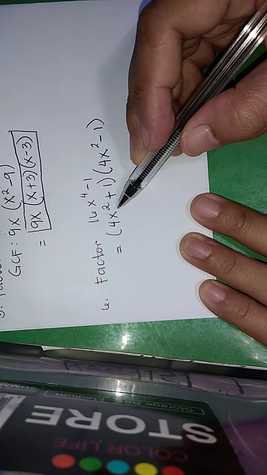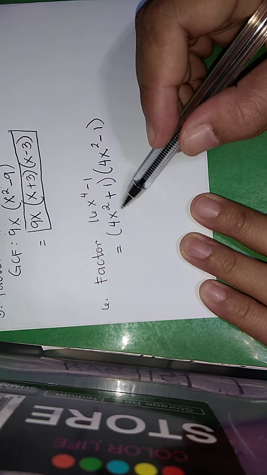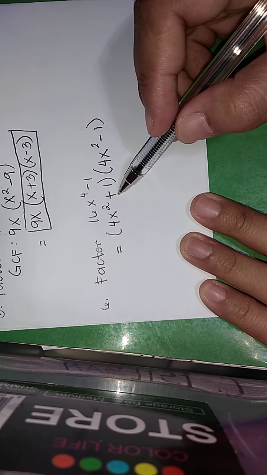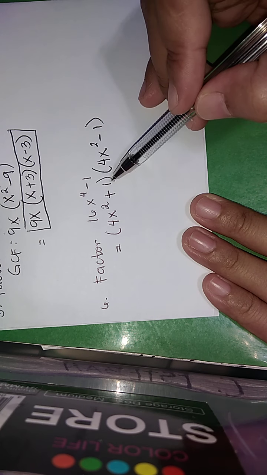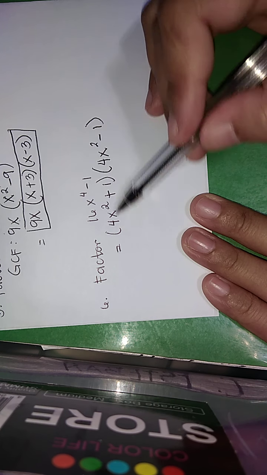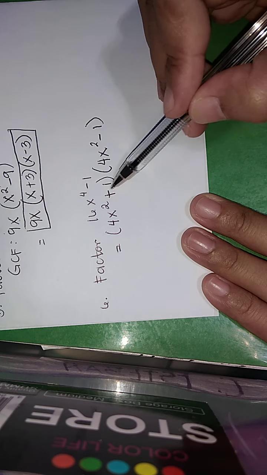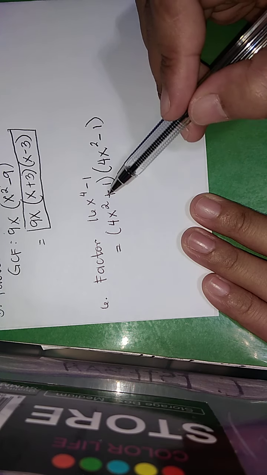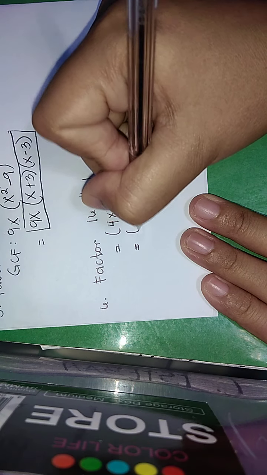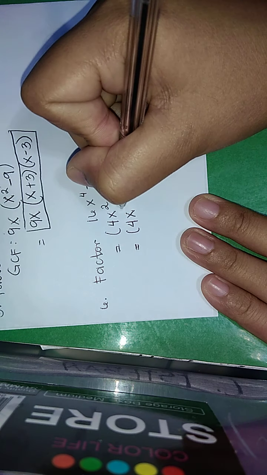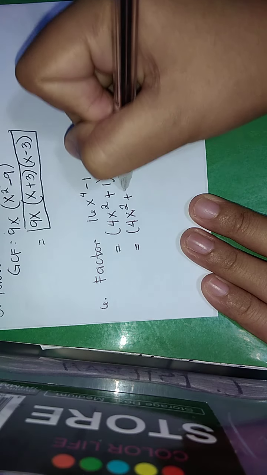Ito, hindi na siya factorable kasi hindi naman siya naka-difference of 2 squares. Kahit nasabihin ninyo na yung ating first term and then the last term ay perfect square integer, pero since ang ating operation ay plus, hindi na siya factorable, prime na siya. Okay, hindi siya difference of 2 squares. So, copy nyo lang, 4x squared plus 1.